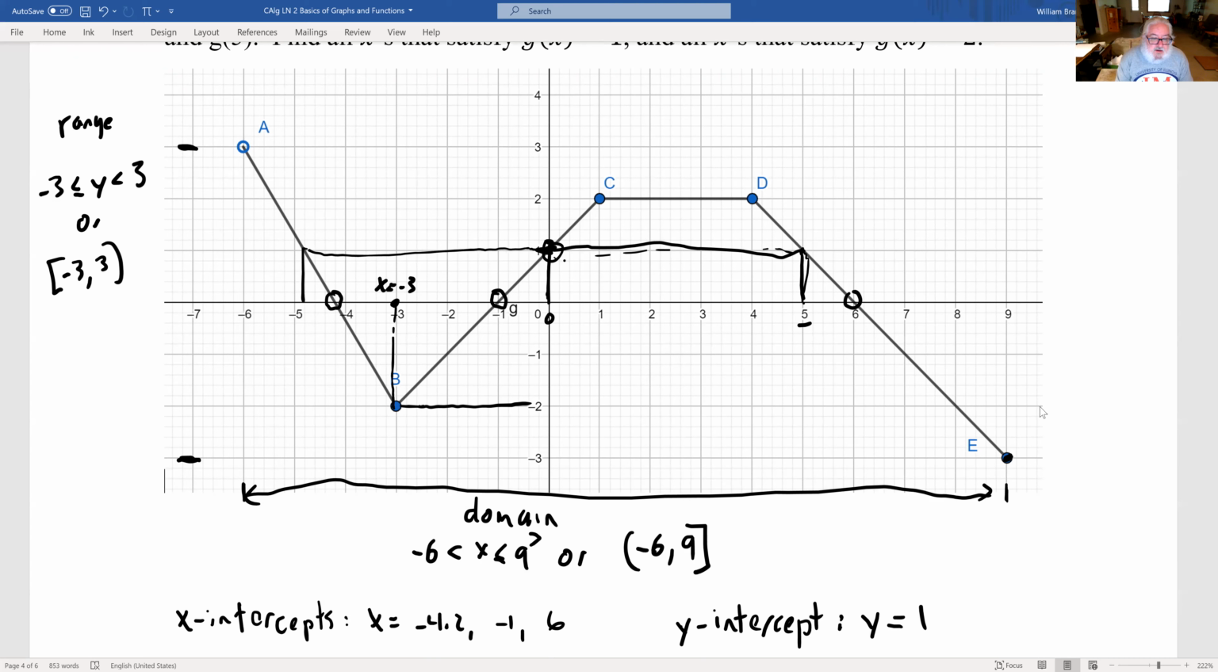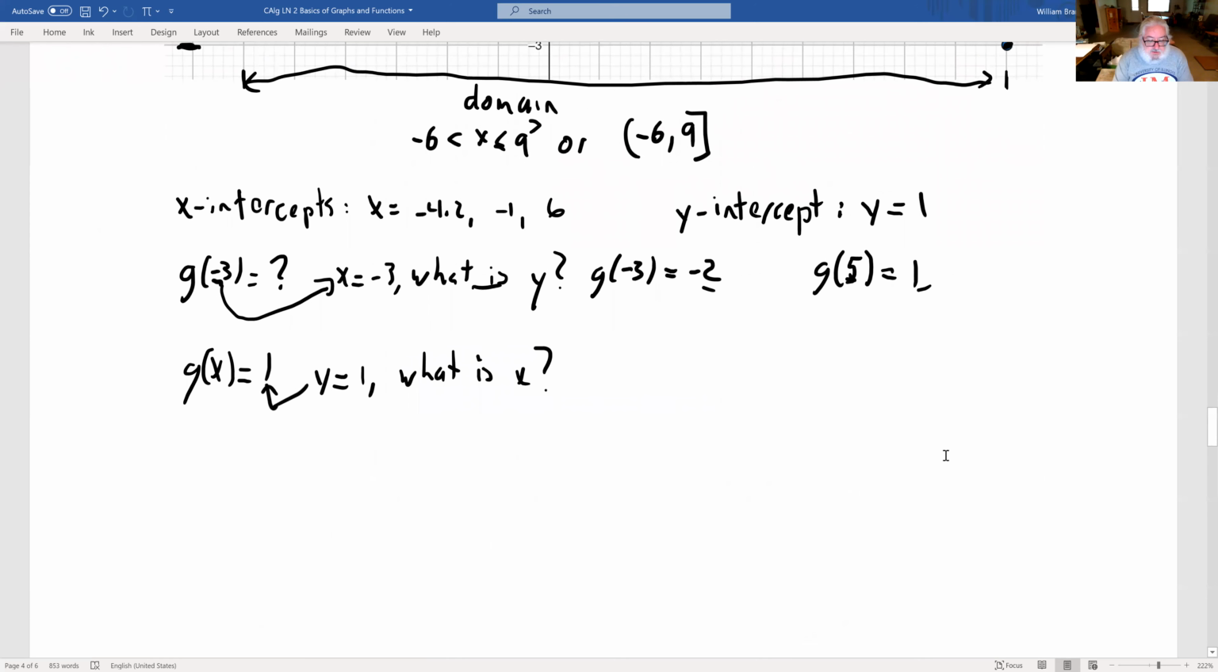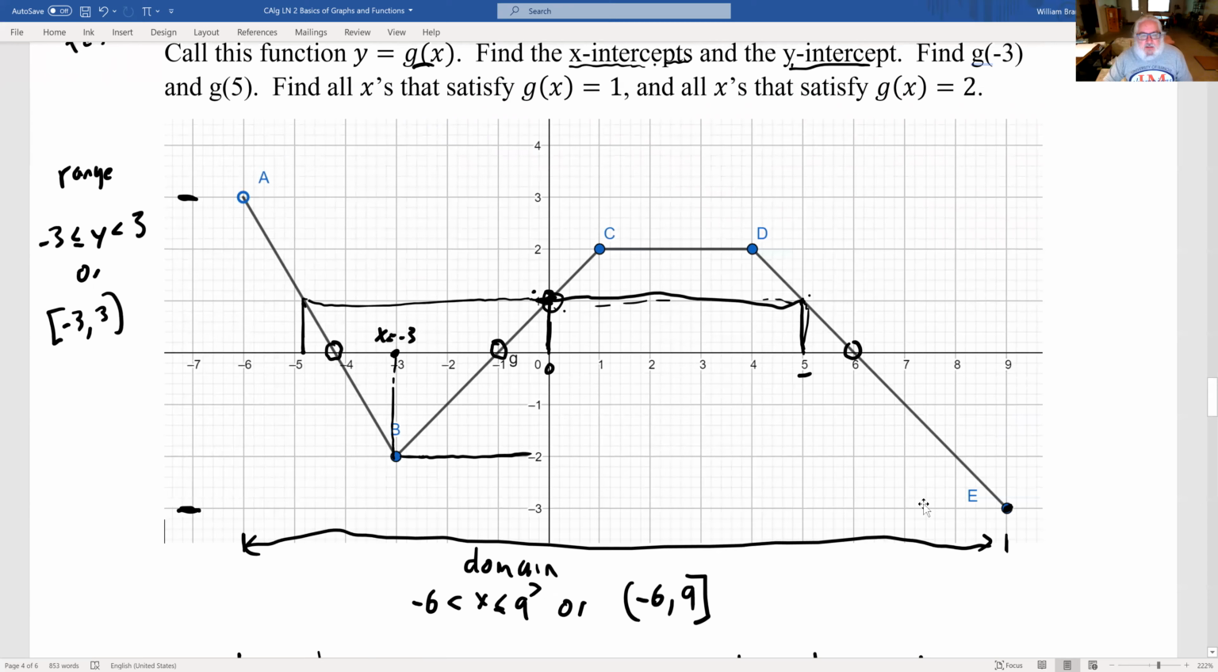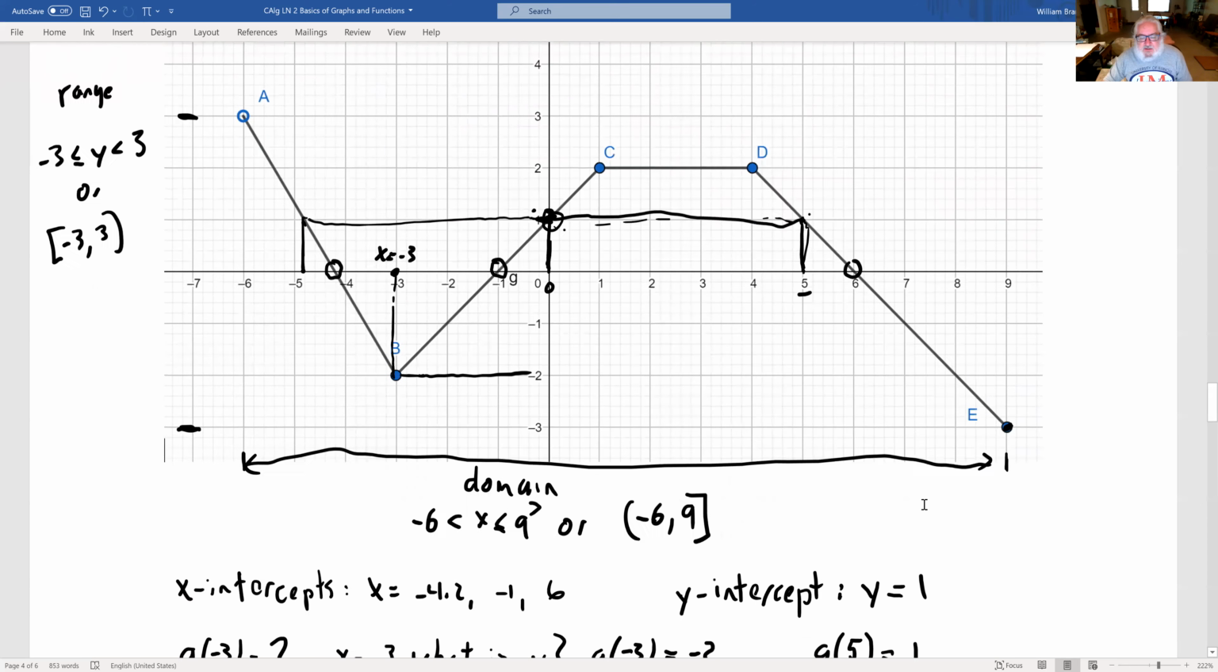So to get a y of 1, you could either start at -4.8 and go up and over, and that would give you 1, or you could start at 0 and that would give you 1, or you could start at 5 and that would give you a y of 1. So we actually have 3 possibilities. Right? So each x gets exactly 1 y. Each y could have many x's. And then the last question is, what are all the x's that satisfy g of x equals 2?